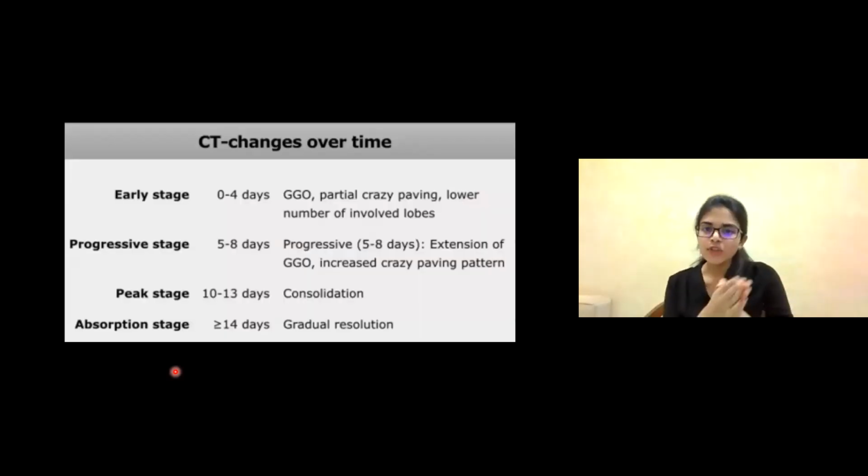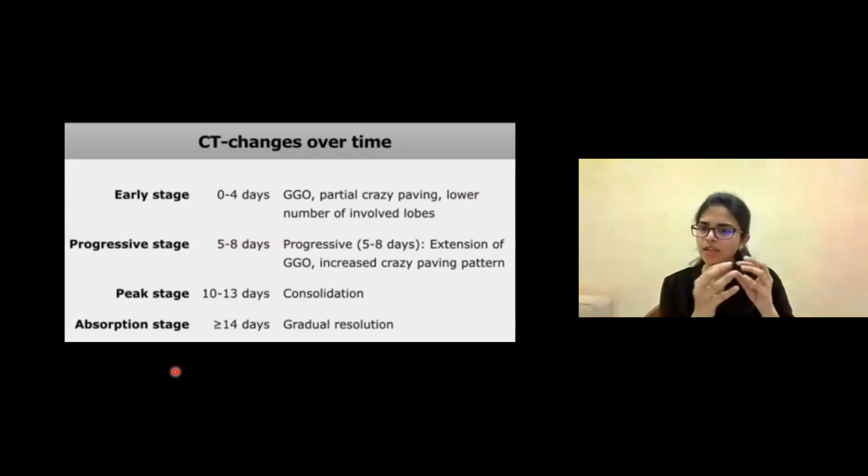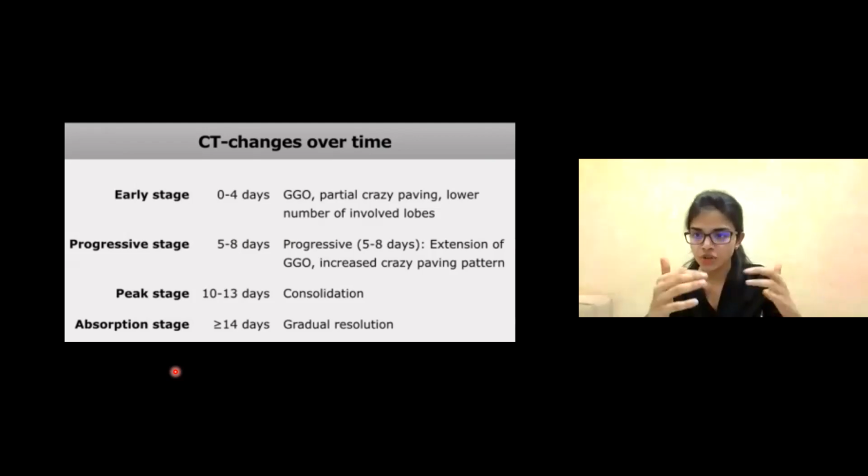Okay, coming to CT changes in COVID over time. Depending upon the stage of the illness, the pattern in the lungs also changes. In the initial part, like we all know, it is going to be some amount of GGOs, and when it progresses, the extension of the GGOs and crazy paving pattern will be there. In the peak stage, it's predominantly consolidation, like between day 10 to day 13. And during the resolving stage, that is the absorptive stage, there's going to be gradual resolution. You're going to see the spider web signs, subpleural lines.